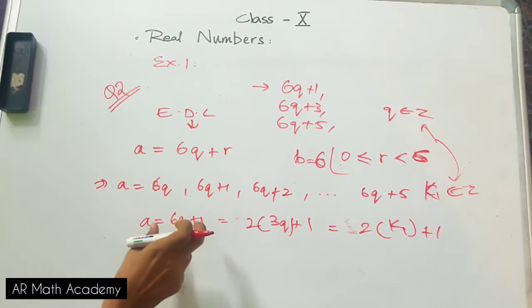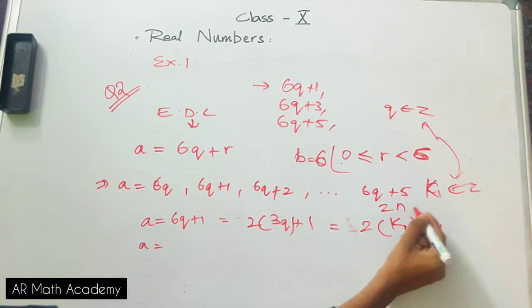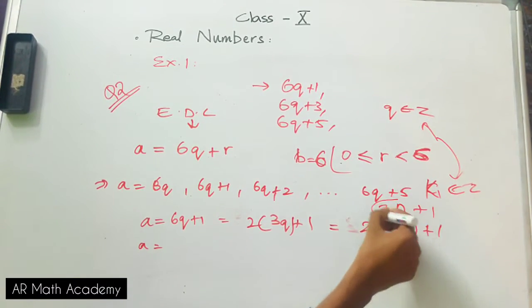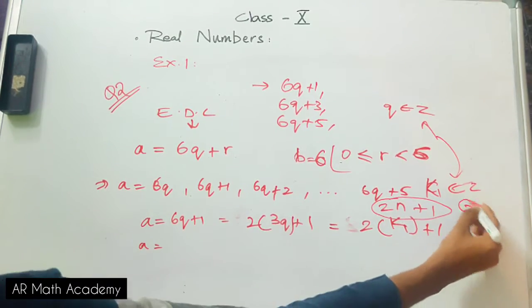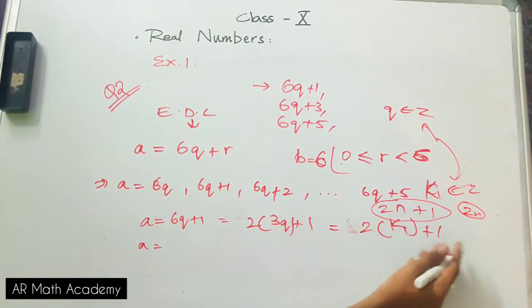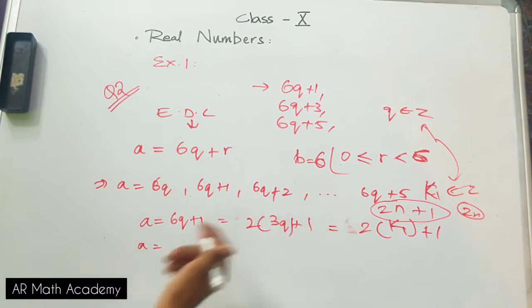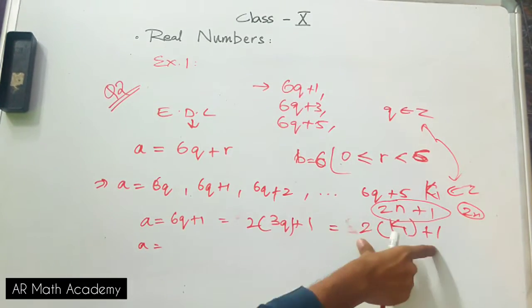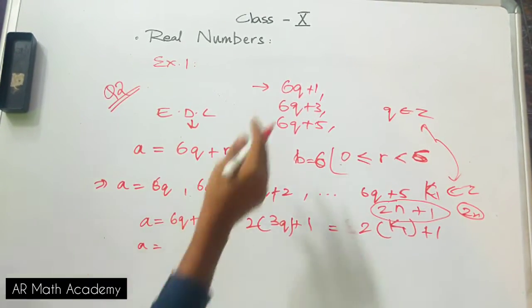Basically, we are just converting the 6q plus 1 into the form of 2n plus 1. I told you that 2n plus 1 is an odd form and 2n is an even form. So 2n plus 1 and 6q plus 1 are of similar forms, right? Similarly, I am bringing every other question to this form. So let me do it for 6q plus 3.